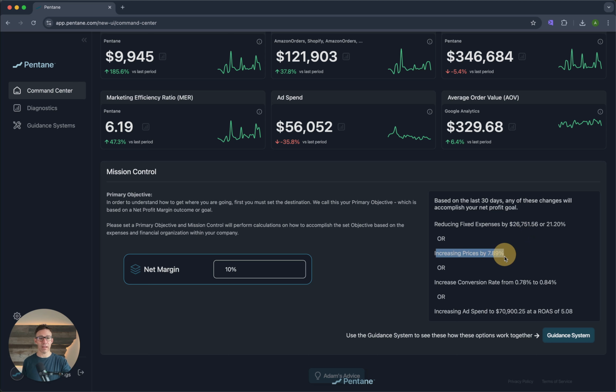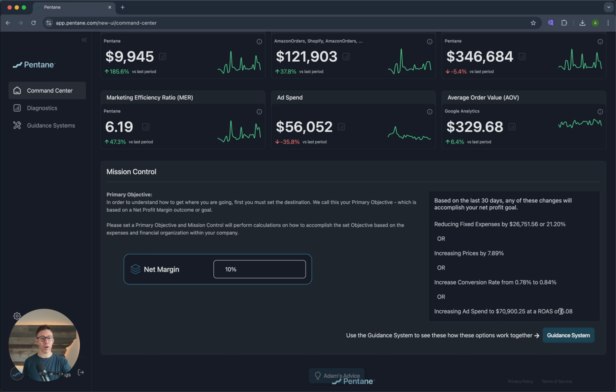If they can test increasing their prices by roughly 7.9%, they will generate a 10% net profit. If they can do some website optimization and increase their conversion rate from 0.78 to 0.84, they will achieve a 10% net profit margin. Lastly, if they can increase their ad budget to roughly $71,000 in a month at a 5.08 return on ad spend, they will achieve that net profit.